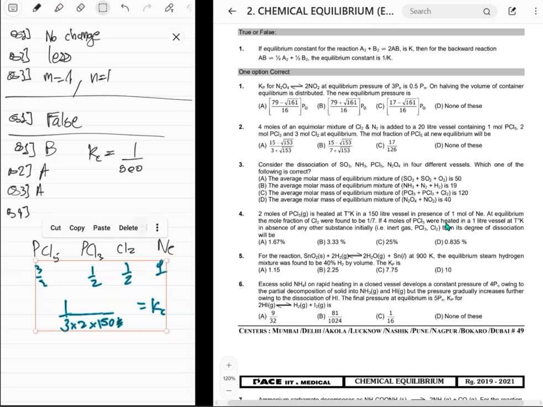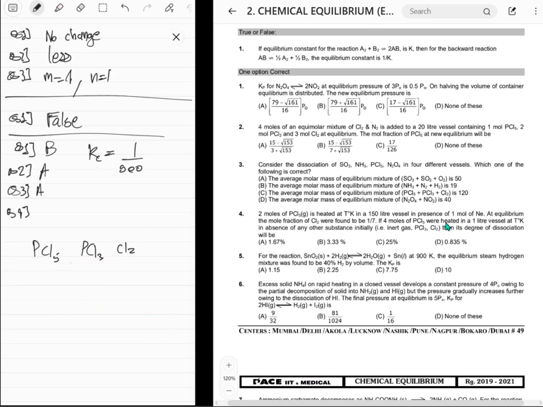In absence of anything, just take 4 moles of this in a 1 liter vessel. So molarity is now 4. Yeah, molarity is 4. And then 4 minus x, and then you got x and x over here. Okay, then it's degree of dissociation. So we should just have 1 minus alpha. This will be 4 alpha squared upon 1 minus alpha is 1 upon 900.